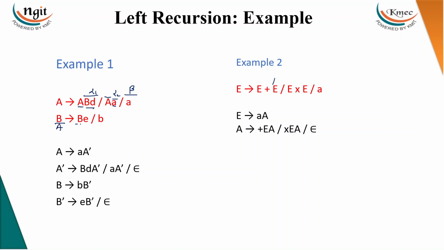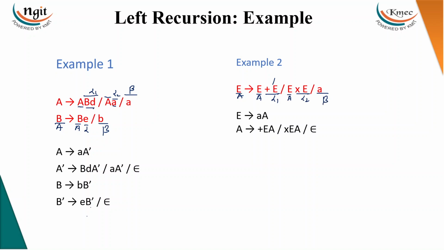So this is A, alpha, beta. Then you can write B tends to beta B dash, and B dash tends to alpha B dash or epsilon, like that. If it is only one alpha, write one time. If it is more than one, write two times. Same way here. So this is A and this is alpha 1, same A, alpha 2, beta.